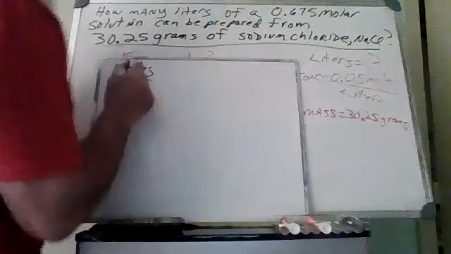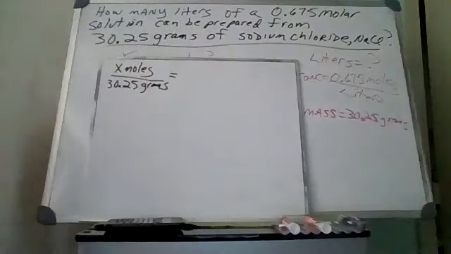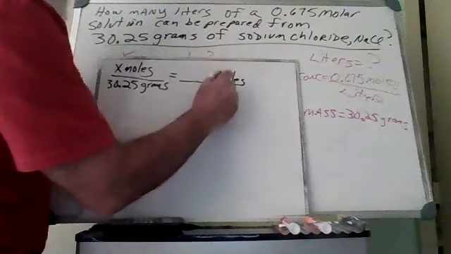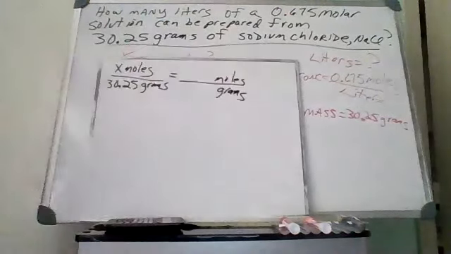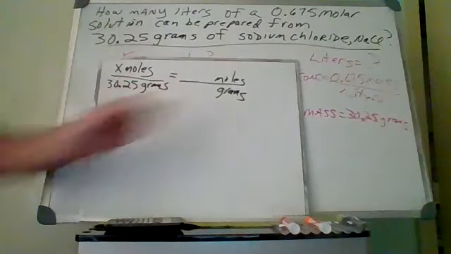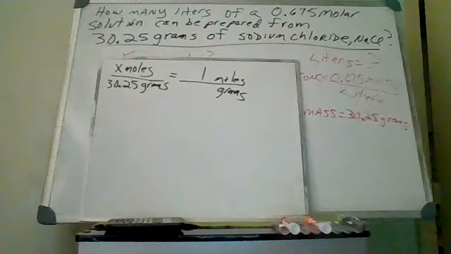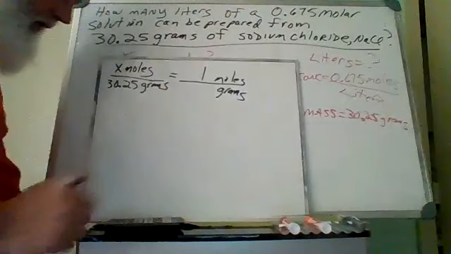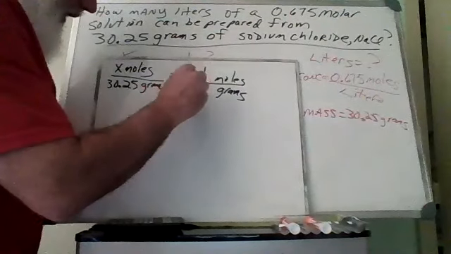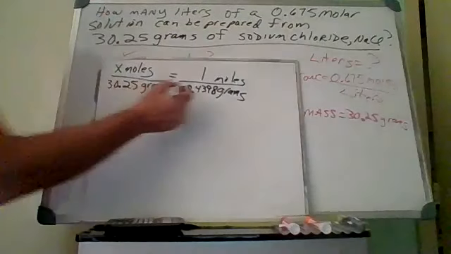That's why it's nice to have everything written right there. Equals, copy the units over to the other side. Moles, grams. All right? So the right-hand side is my 1 mole side. How many moles in 1 mole? How many grams in 1 mole? Well, how many moles in 1 mole? Duh, 1. How many grams in 1 mole? Well, we just calculated the molar mass. 58.4398.